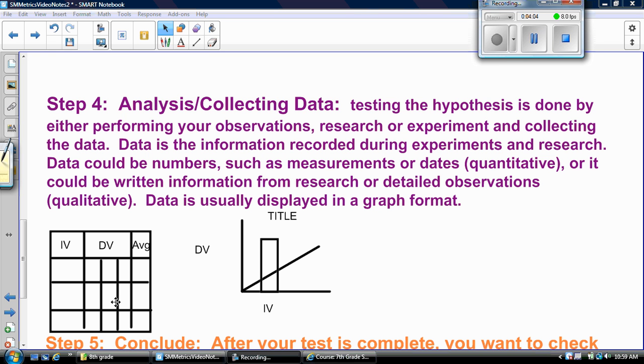So remember, if you only have 1 trial, that's not a valid experiment. And then we always have to take an average of those trials. Then when we take that data, we're going to put it in a graph.